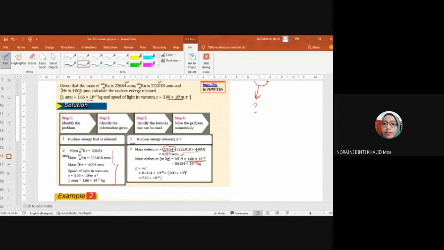Then you substitute into the formula E equals mc squared. So you will get the answer 7.75 × 10^-11 joule. Okay, you get 7.75 × 10^-11 joule. Let's say you want to convert to eV. So what you do? 7.75 × 10^-11 joule divided by 1.6 × 10^-19 joule per eV. Okay, so what do you get?